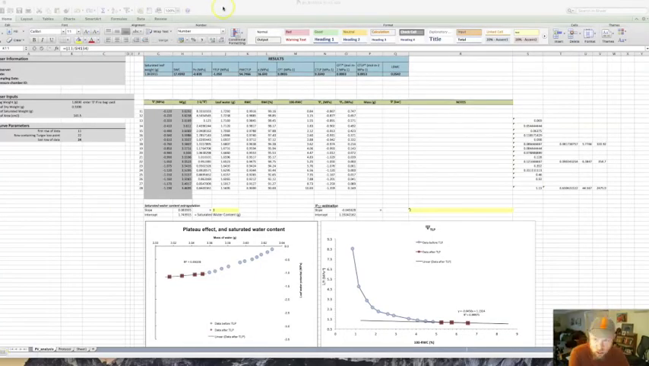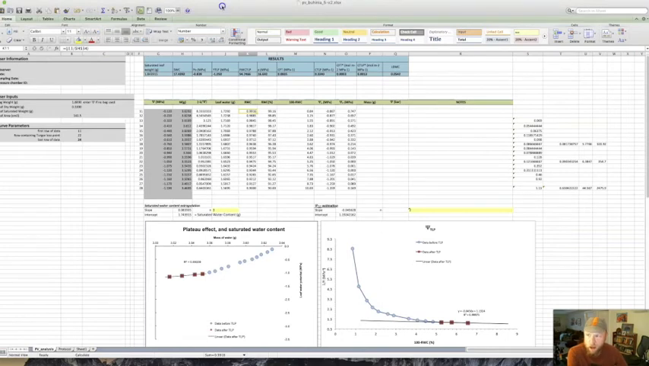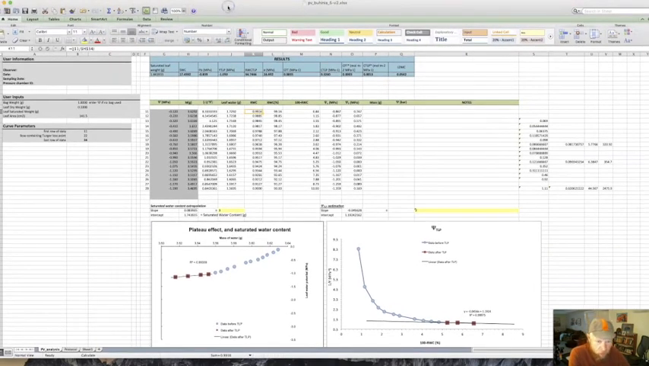So the spreadsheet you see here is to analyze a pressure volume curve. I'll walk you through this spreadsheet, and then I'm going to give you data for two different species, and you're going to generate pressure volume curves and analyze the data.